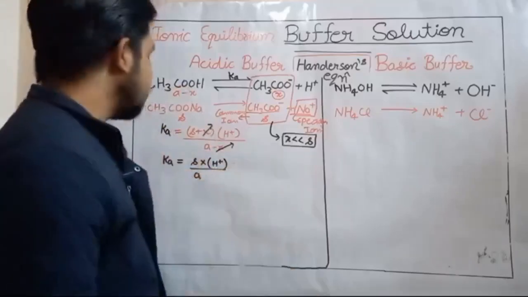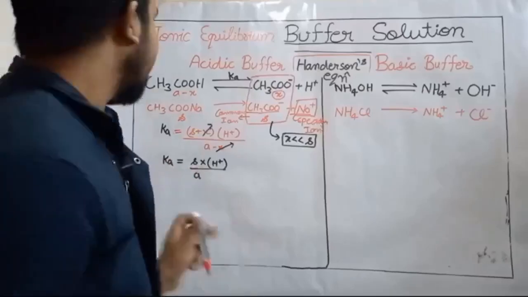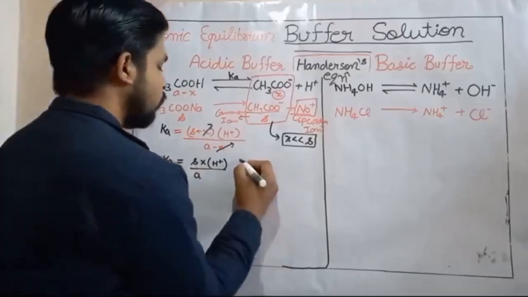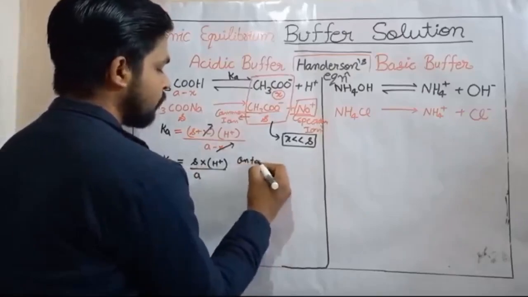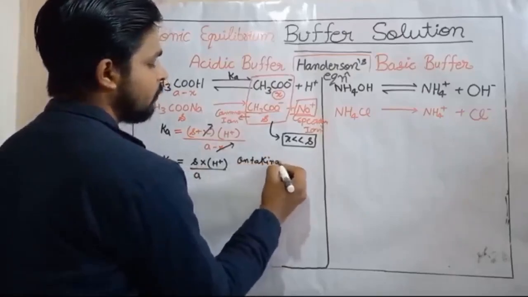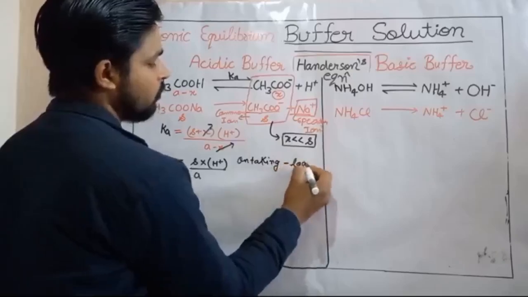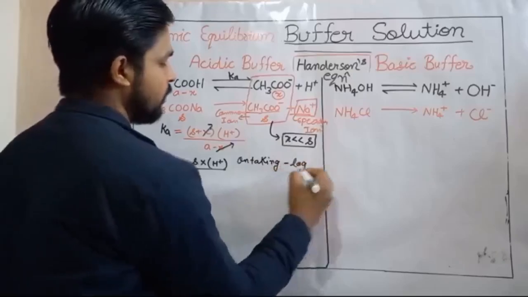Okay student, so it is the dissociation constant. We write on taking log both sides, on taking minus log both sides.